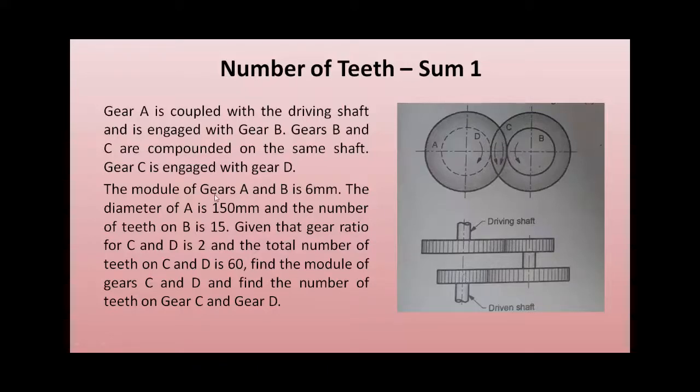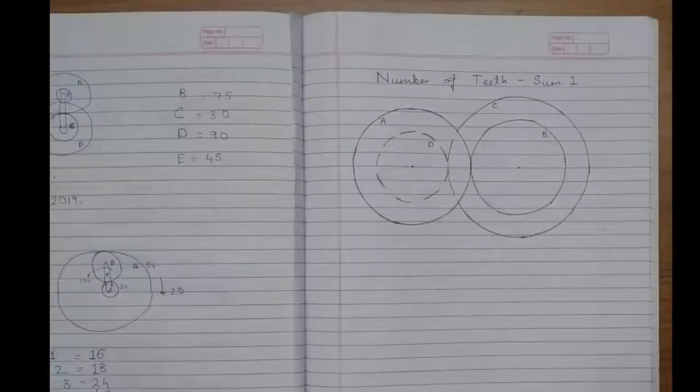So in this question, they have given us a lot of data. They have given us the modules of gear A and B, which is 6, diameter of A, number of teeth on B. What we basically have to find is the module of gear C and D. We have to find the module of gear C and D, and we have to find the number of teeth on gear C and gear D. Okay, so we will solve this question and you will understand how we can find the number of teeth on different gears. So we will start solving this sum now.